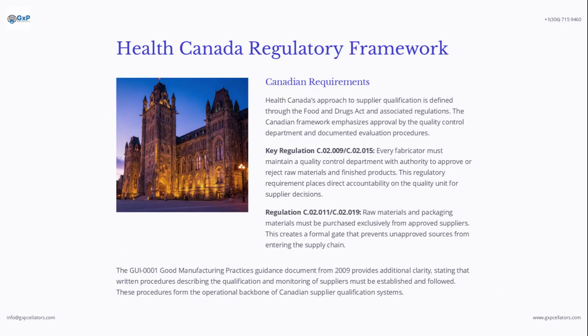Health Canada's approach to supplier qualification involves strict regulations to control the quality of materials and finished products. This framework ensures suppliers meet stringent standards, protecting the integrity of the supply chain.